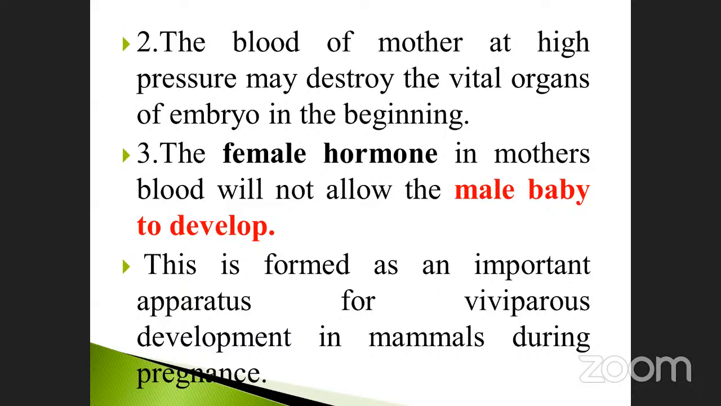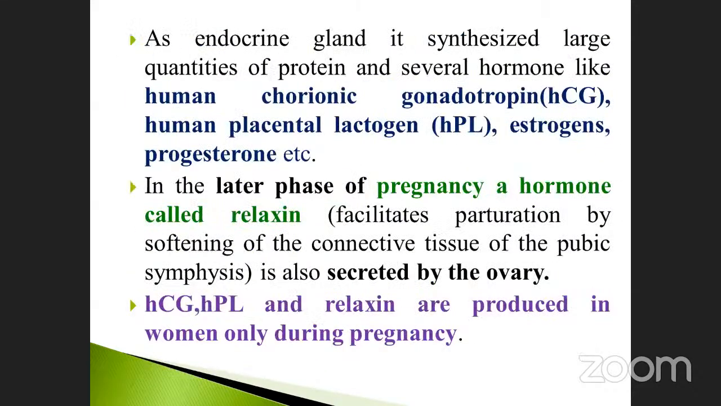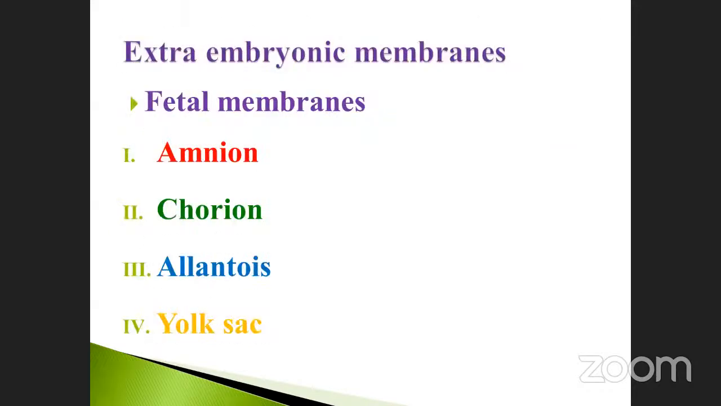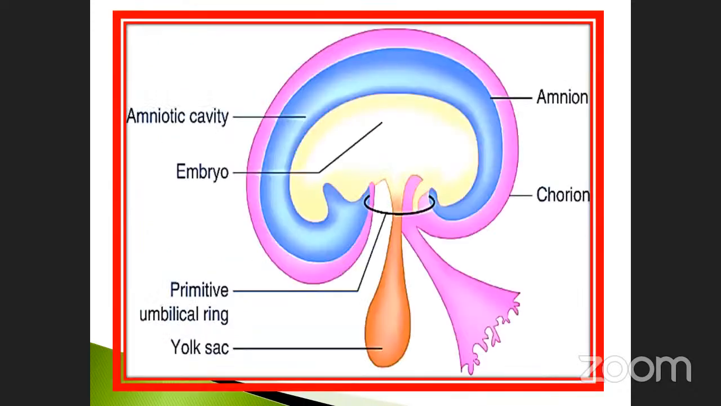Okay, and then so many hormones. What are the hormones? hCG and hPL, all those things we already discussed. These are secreted by the ovary. It is very essential for parturition. Then only the baby will come out. And the embryonic membranes, these are the 4 embryonic membranes already discussed: amnion, chorion, allantois, and also yolk sac, isn't it?